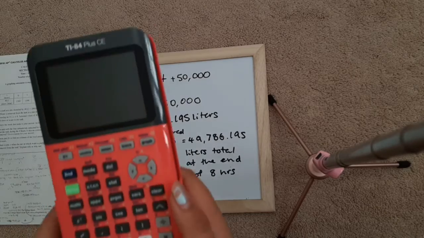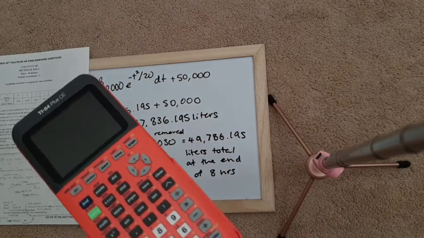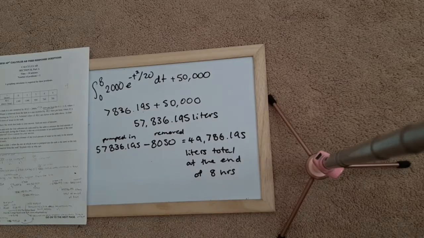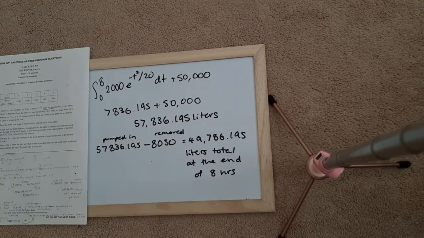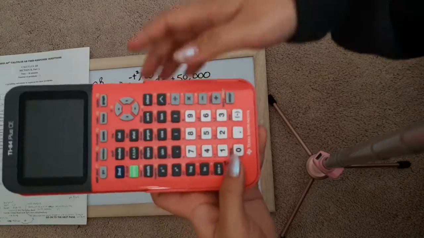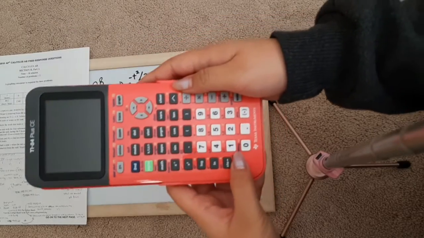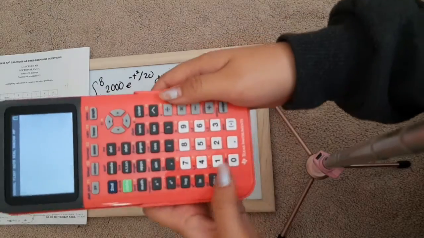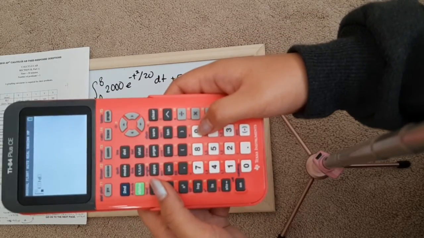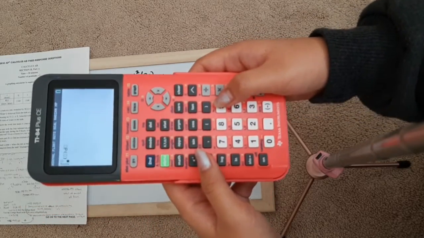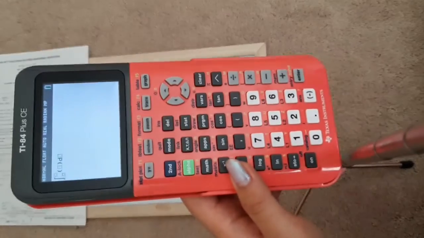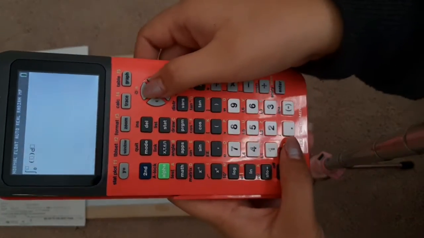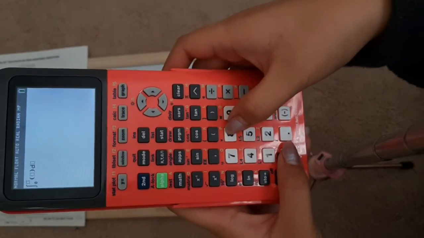And now I'm going to show you the part for when I say use the integral. You can put it into your calculator. So you go to math 9, and that will give you the integral. So you put 0 to 8.